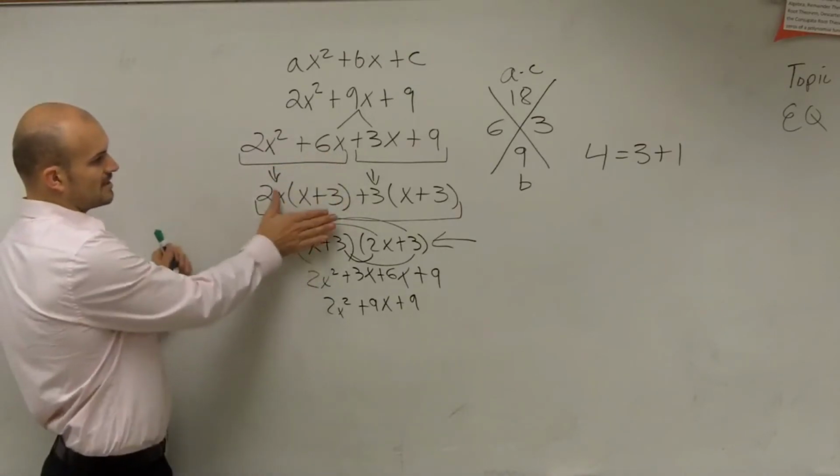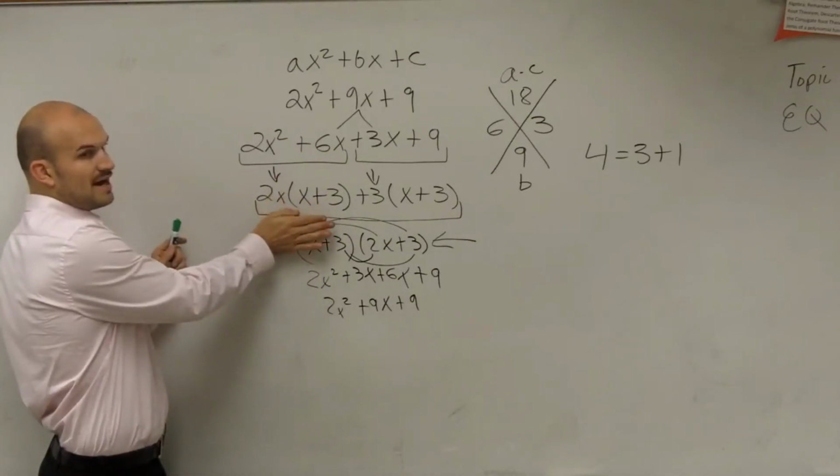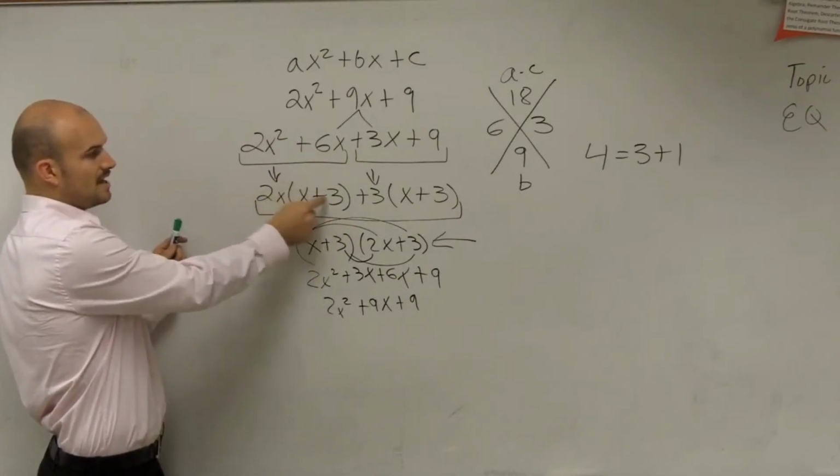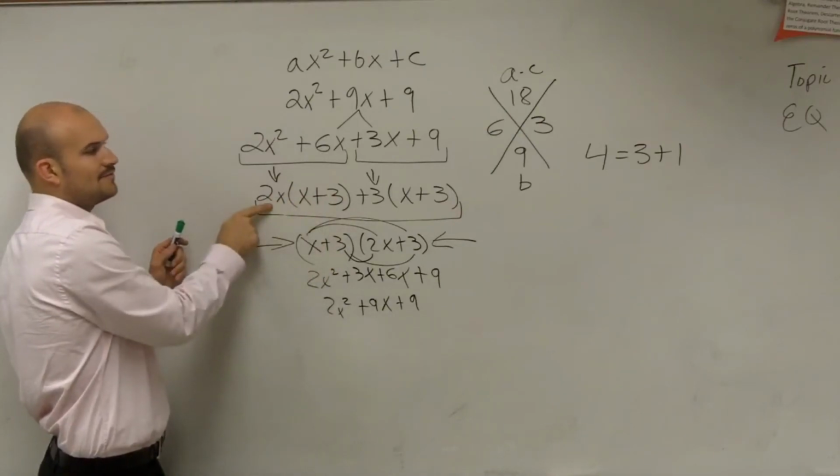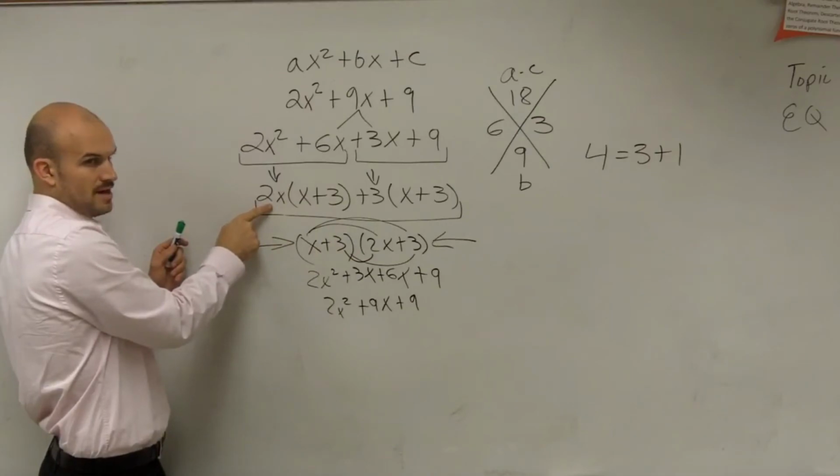So if you're going to take this whole number and divide it by x plus 3, the x plus 3 divided by x plus 3 divides to 1. So you're only left with 2x, right? Yes?